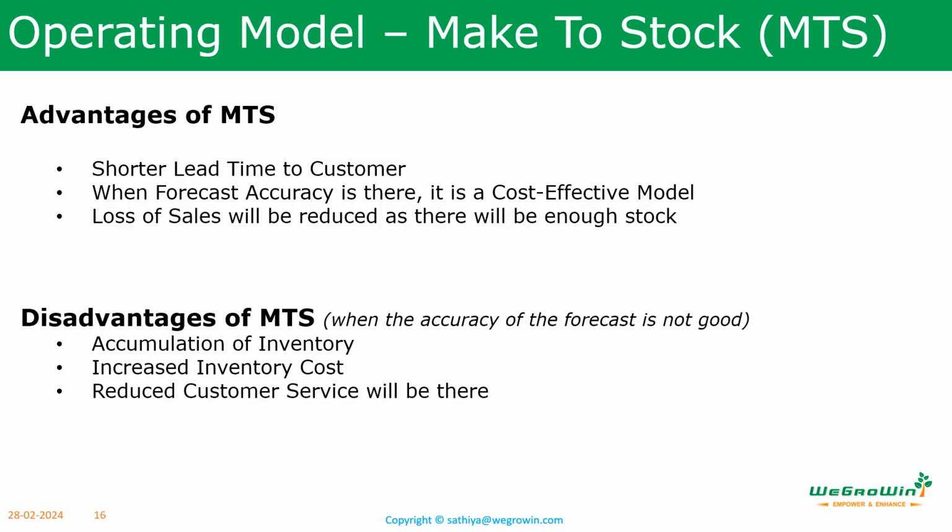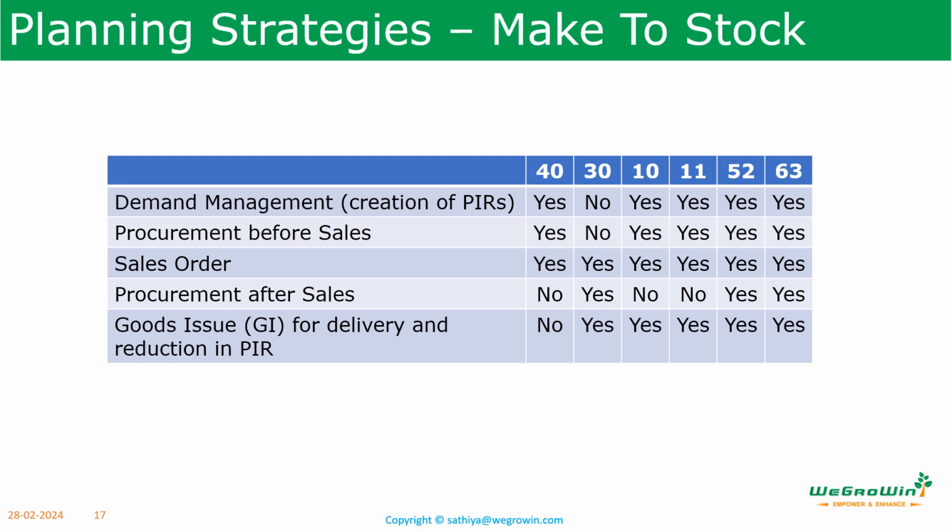The advantages are shorter lead time to the customer. When forecast accuracy is there, it is a cost-effective model, and also loss of sales will be reduced as there will be enough stock. What is the disadvantage when the accuracy of forecast is not good? Accumulation of inventory will be there, increased inventory cost will be there, and reduced customer service also will occur. What are the strategies used in make to stock?